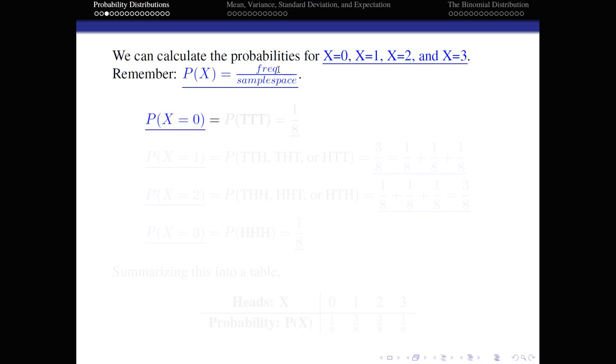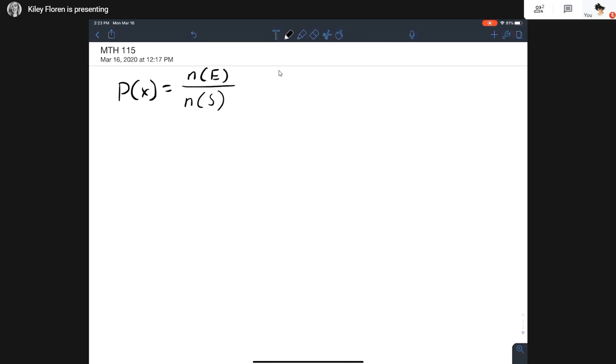So looking at the probability of X equals 0, we can write this out by hand, the probability for X being 0. Well, if we want to look at the event space of X equals 0, the event space is just going to have one way for 0 heads to happen. So if you think about 0 heads happening, we've just got one way for that to be. That's going to be tails, tails, tails.